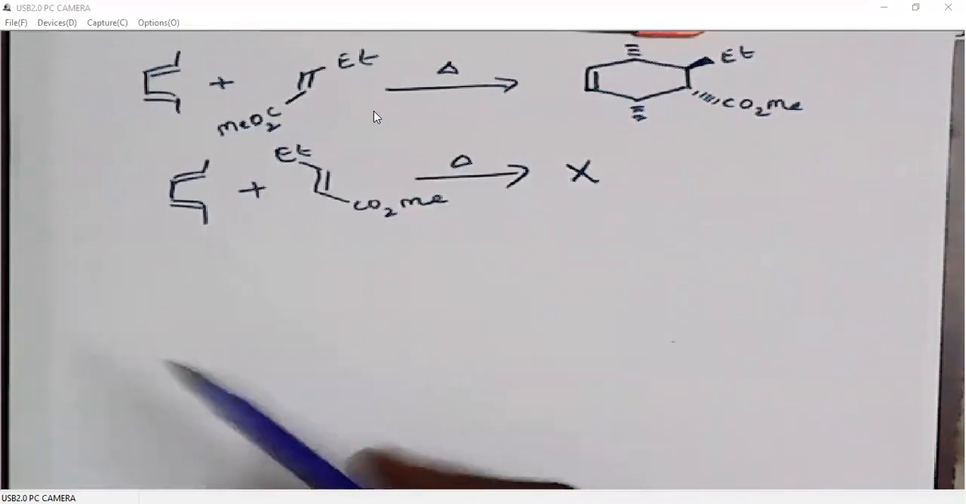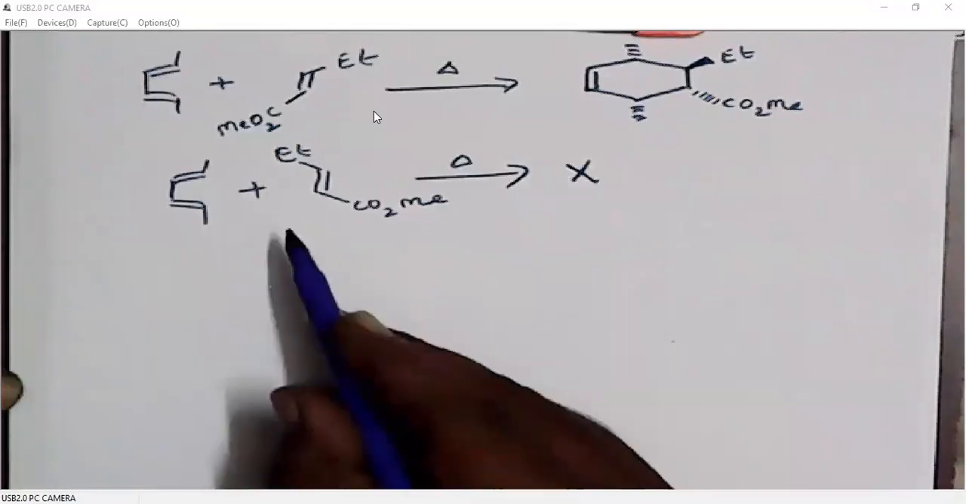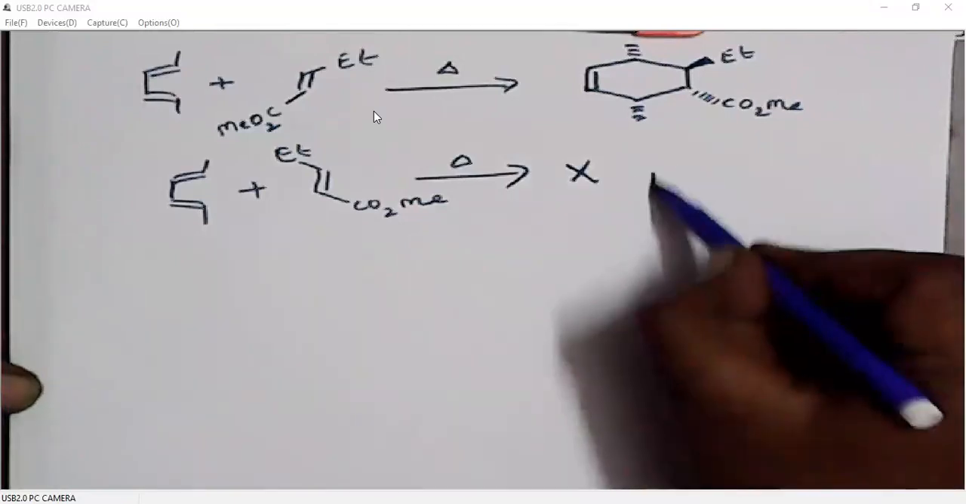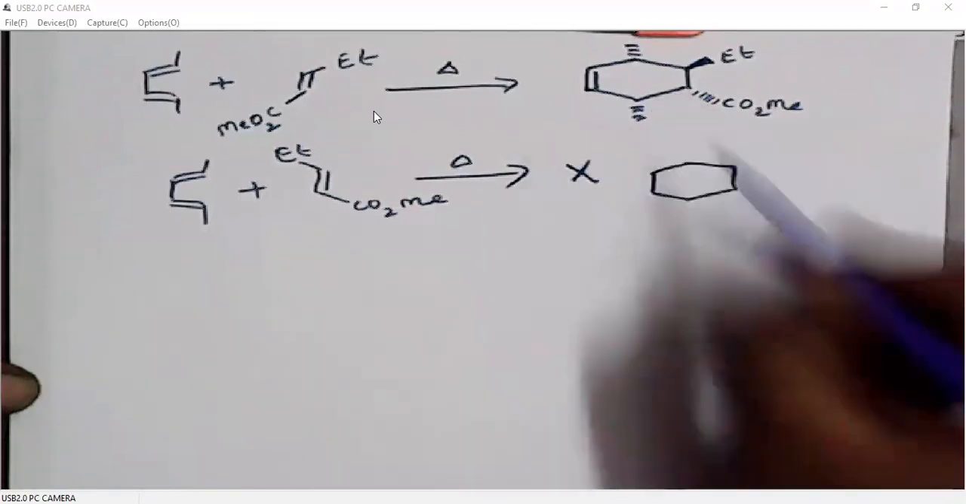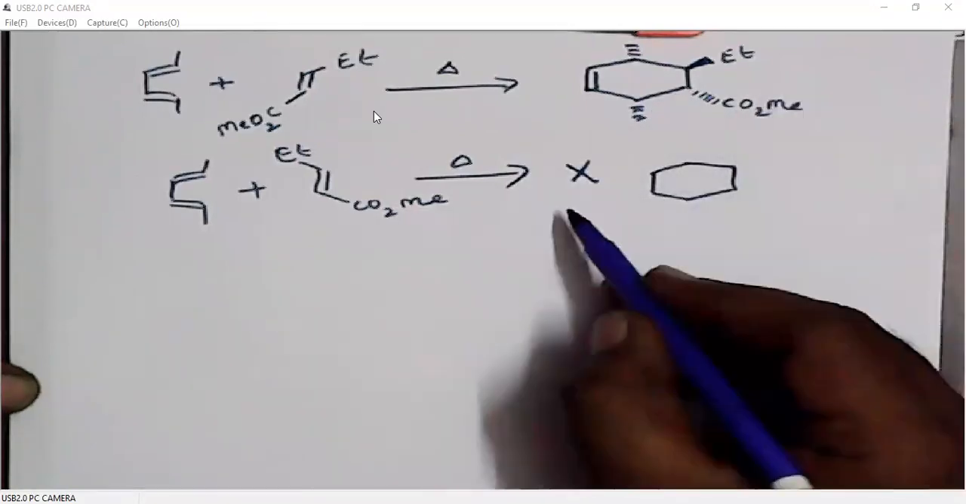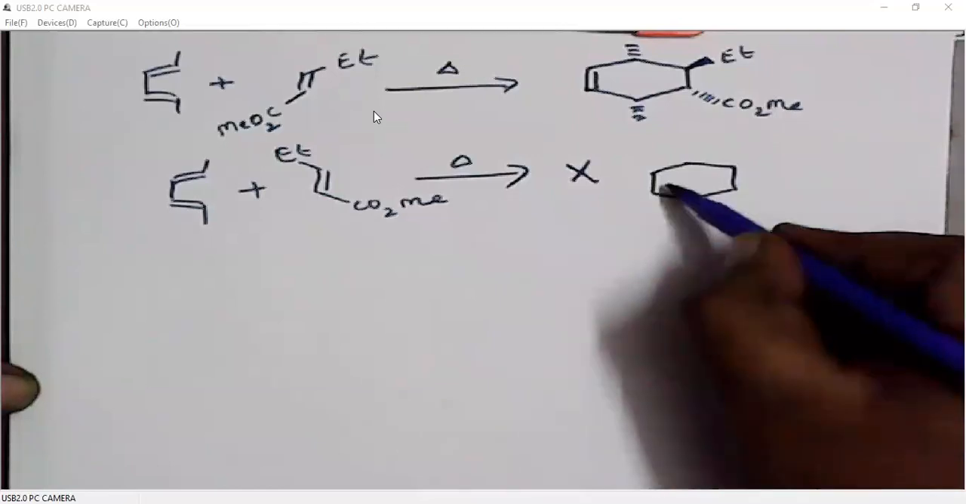If we try to attempt the product in this case also, we can write the product just for practice only. The product is not this, but still we will try to write the product.